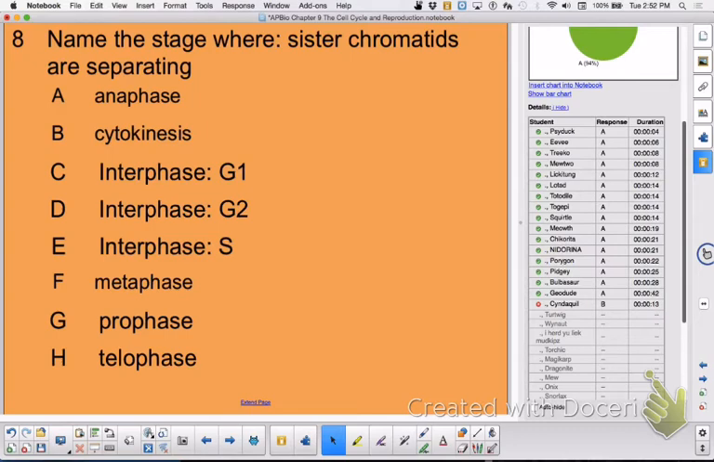Chromatids are separating. Is that DNA? It is, right? Anything that has to do with nuclear division. So if they're separating, that's going to be anaphase always, right? In its nuclear material. If I said cytoplasm was separating, then you could pick cytokinesis.